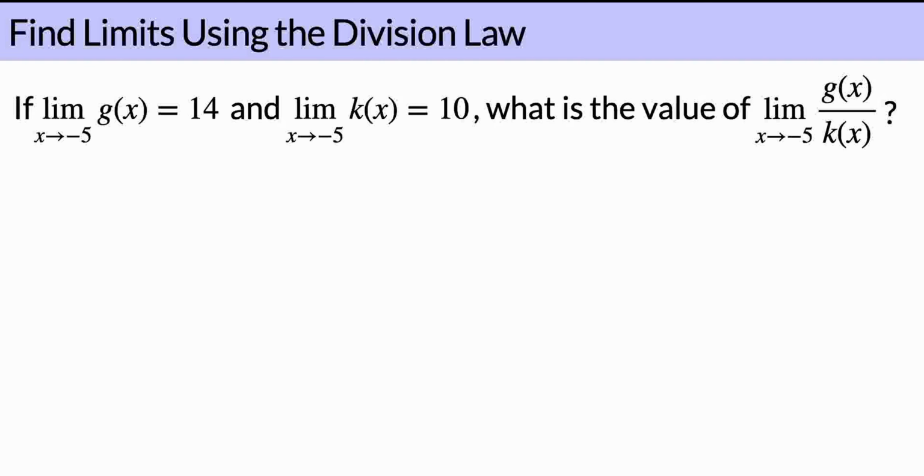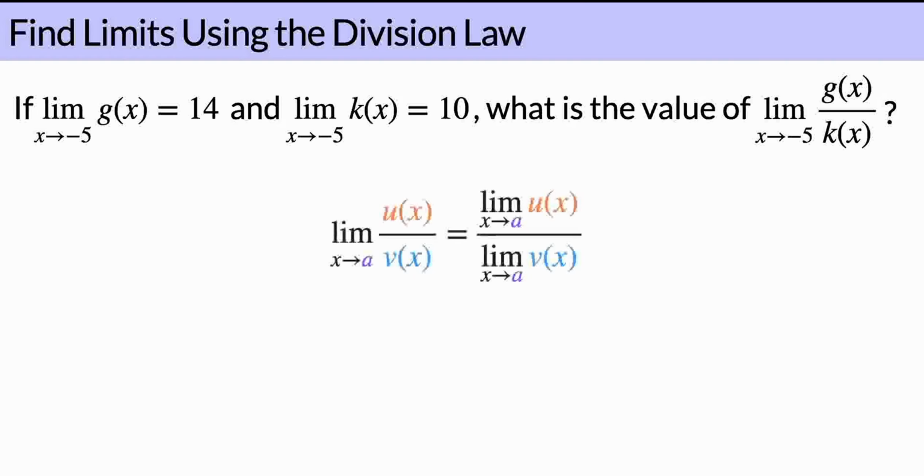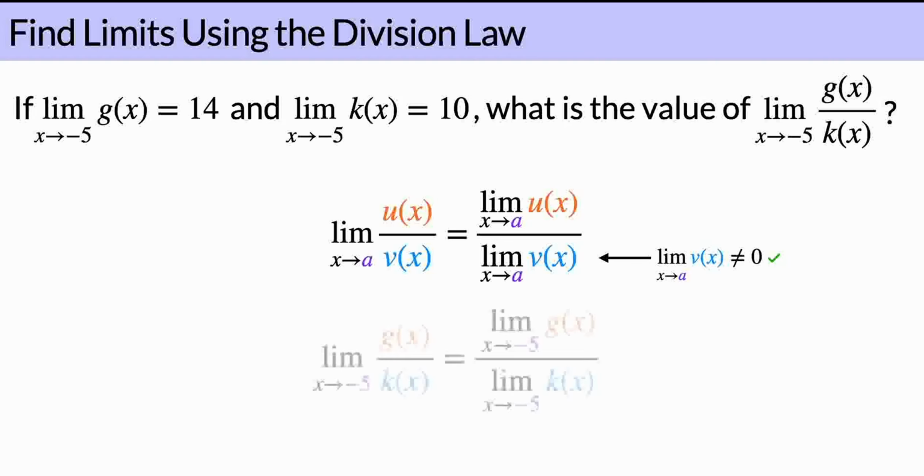If the limit of g of x as x approaches -5 equals 14, and the limit of k of x as x approaches -5 equals 10, what is the value of the limit of g of x divided by k of x as x approaches -5? We can apply the division law here because the limit of the denominator is not equal to 0. We are given the limits of g of x and k of x as x approaches -5, 14 and 10, respectively. Simplifying our fraction, we have that this limit is equal to 7/5.